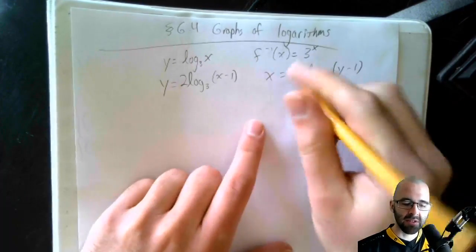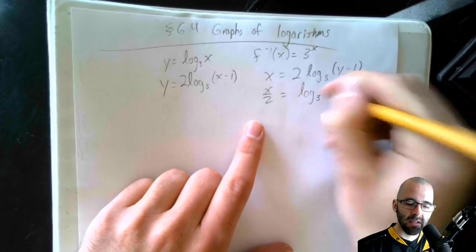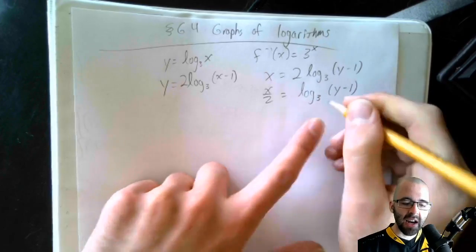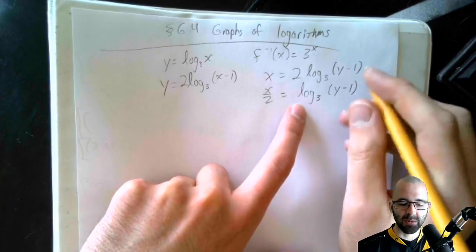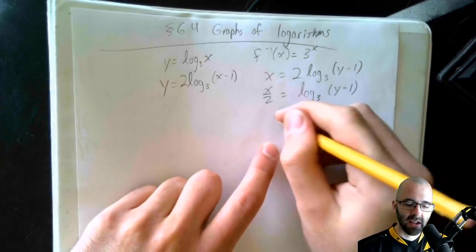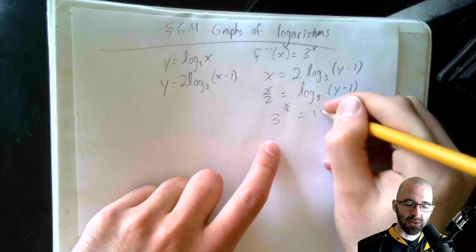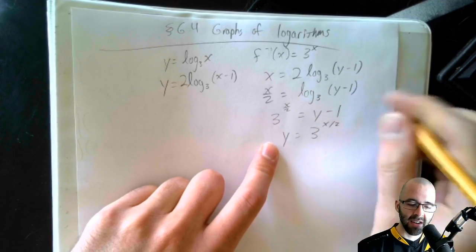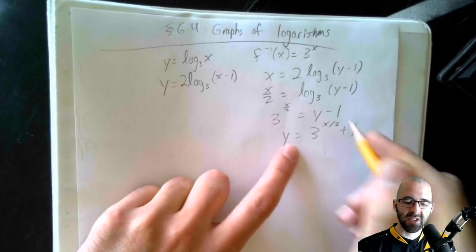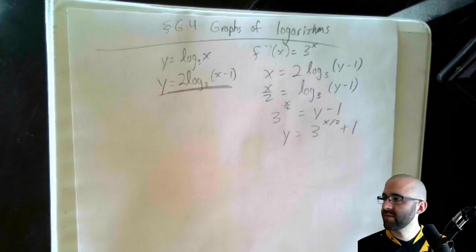You need to divide by 2. And now that we divided by 2, now we just have a logarithm. We can put it in exponential form. An exponential form that's 3 to the x divided by 2 equals y minus 1, and then add 1. So this is a little bit more involved to find the inverse function of something like this.